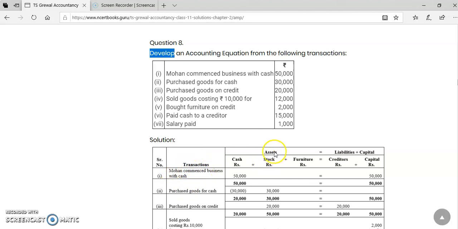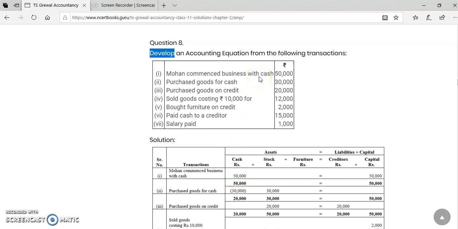Now first you have written assets equal to liability plus capital, that I already told you. Now there is no need to write each and everything right now over here. What you can do? Cash. In the first entry you can see cash is coming in, so cash is your asset. You can mention cash 50,000.